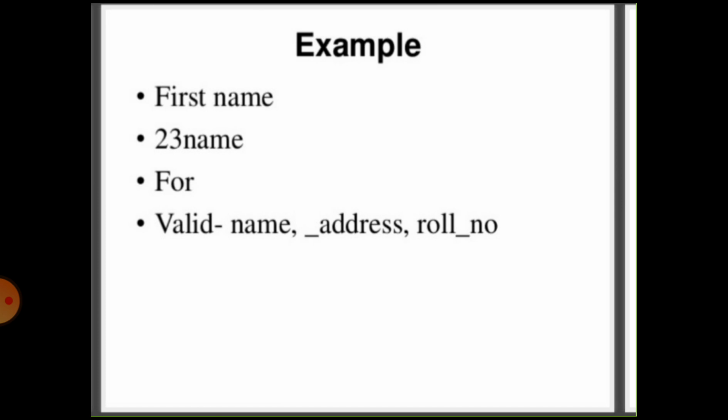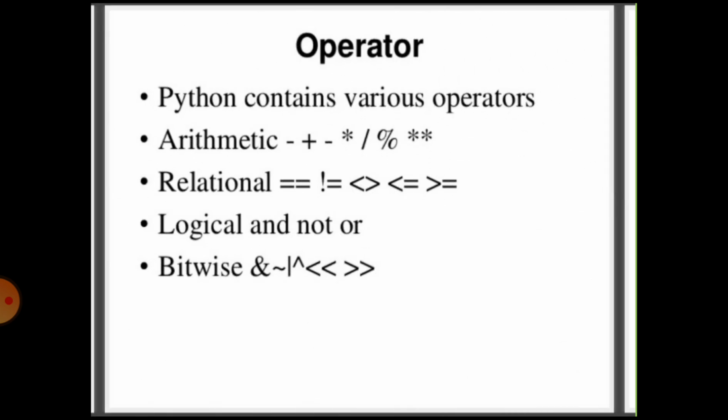The next example starts with a digit. It is also invalid because we know the rule: we cannot use a digit as the first character of a variable, so it is invalid. For is a keyword, so you cannot use any keyword as a variable name, so it is also invalid. Here is another example, valid hyphen name: you cannot use any symbol except underscore, so it is also invalid. Underscore address is a valid variable. Roll number underscore number is also a valid variable name. The next topic is operator.